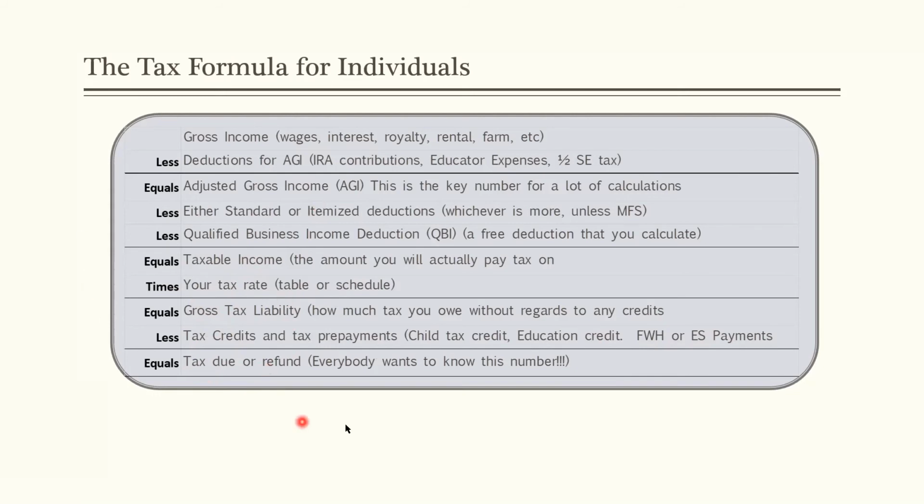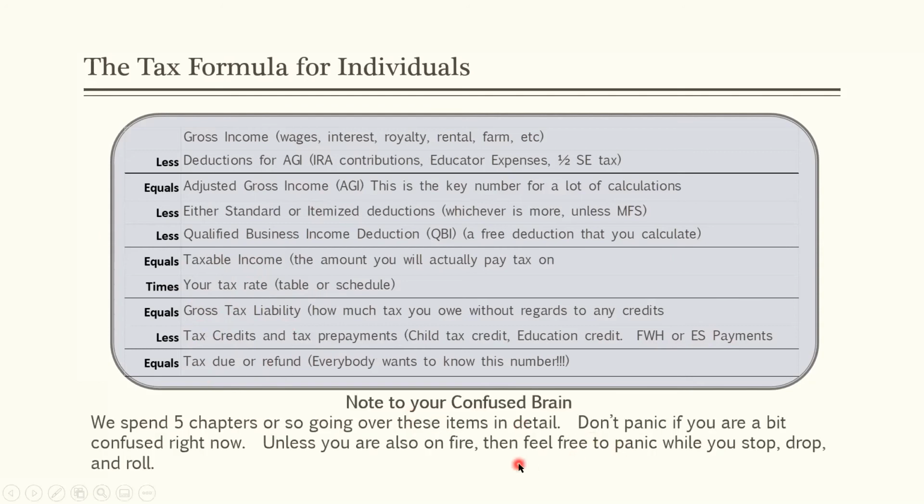So this is the basic tax formula for individuals. I did want to point out, we go over 5 chapters. The next 5 chapters, we're going to talk about all of these. So don't panic if you're getting all confused about what this is. We're going to talk about all of this stuff in great detail over the next 5 chapters.